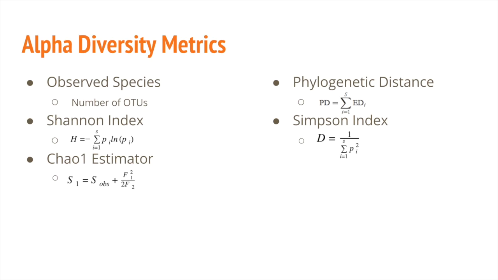There are several different kinds of alpha diversity metrics. The first is the observed species metric, which is just the number of OTUs found within the sample. Another metric is the Shannon index, which looks at both the abundance and the evenness in the sample. A third metric is the Chao-1 estimator, which is a measurement of richness that takes into account rare OTUs in the sample. The phylogenetic distance metric is a sum of the length of all of the phylogenetic branches for each OTU. And the final metric is the Simpson index, which is a similarity measure. The higher the value of the index, the lower the diversity of the sample.